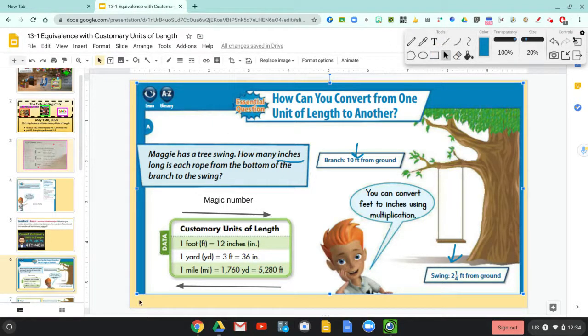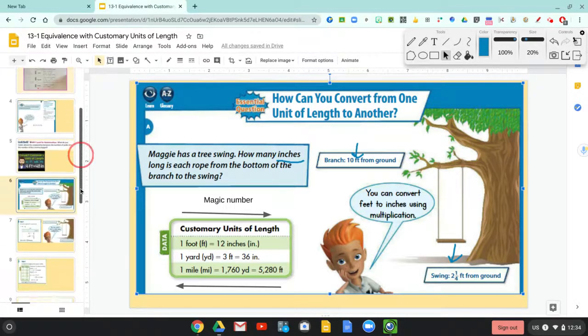So in our measurement here, in our conversion chart, they've got 1 foot is 12 inches, 1 yard is 3 feet, which also equals 36 inches. 1 mile is 1,760 yards. And 1 mile is also equal to 5,280 feet. Now, this table is just something that you pretty much have to memorize because they're not just numbers that are easy like the metric system, which we're going to be going over later in the school year.